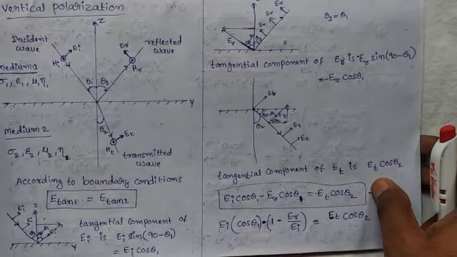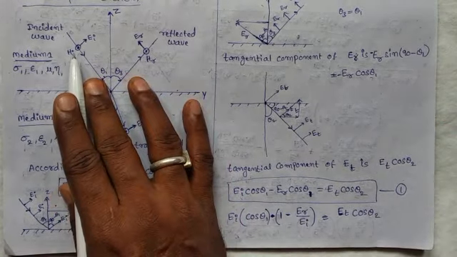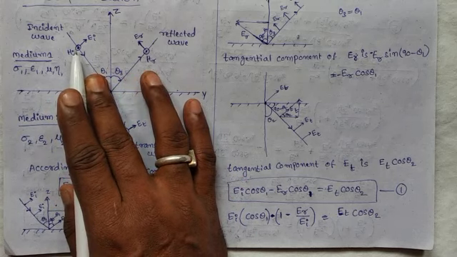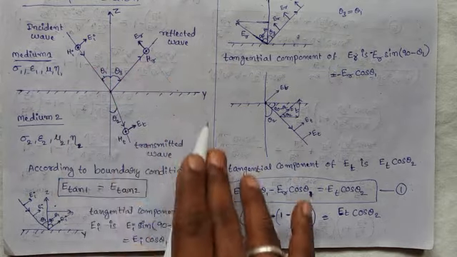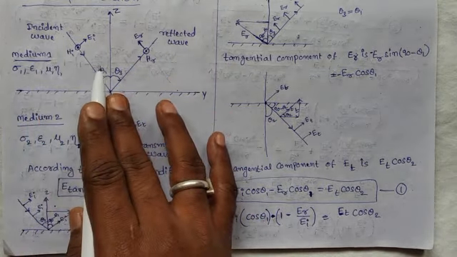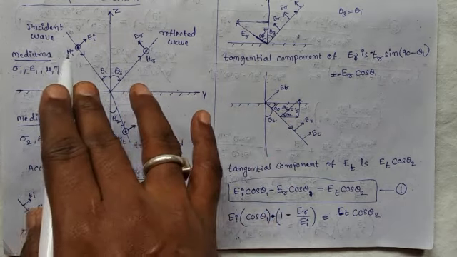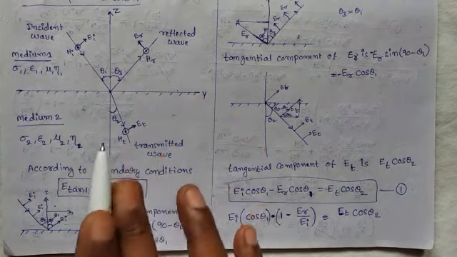Here we are marking the magnetic field. How can we mark the magnetic field? The magnetic field is perpendicular to the plane of incidence, so for this plane it is out of the page. This is for the incident, reflected and transmitted waves.